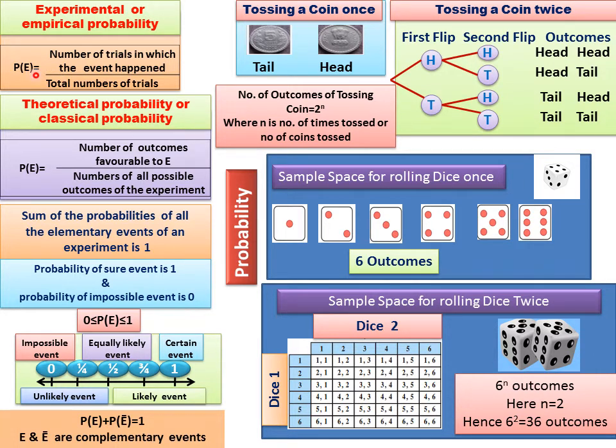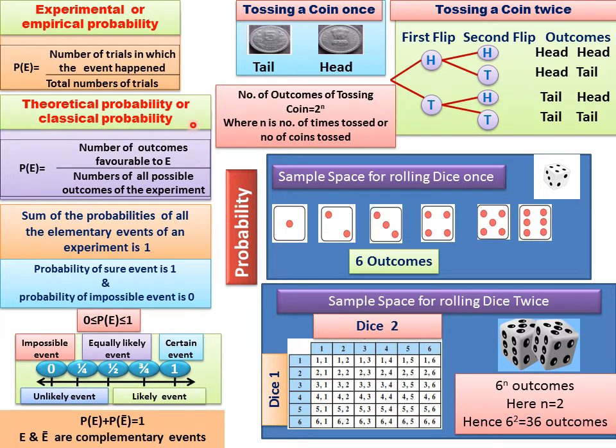Here, probability of an event, in case of experimental, equals the number of trials in which the event happened divided by the total number of trials. For example, if we are tossing a coin, we may be interested in finding the probability of getting tail. We know that tail we can have only one, since it is tossed once, and in the sample space we have tail and head, that is 2. So 1 by 2 will be the probability here.